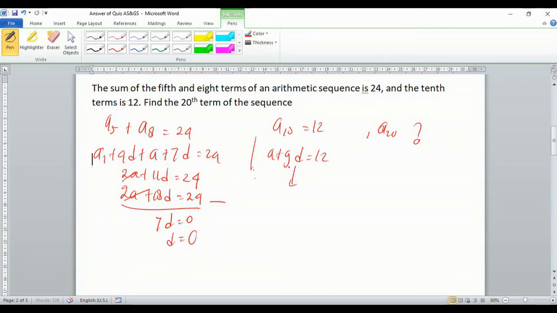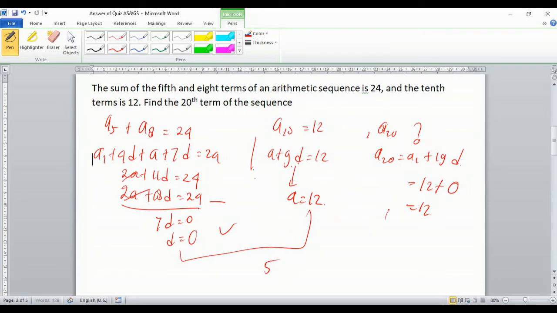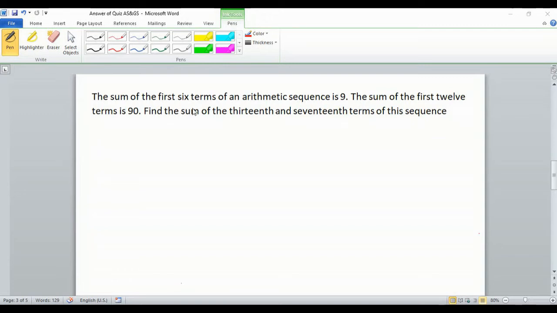So we need to substitute here. So a equals 12 because the difference is 0, right? So we need to find the 20th term. The 20th term is the first term plus 19d. Okay, the first term is 12 because the difference is 0. So the result is 12. So if they get both of these right, the value is 5 here.